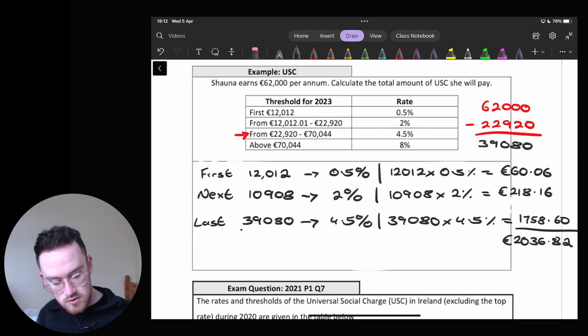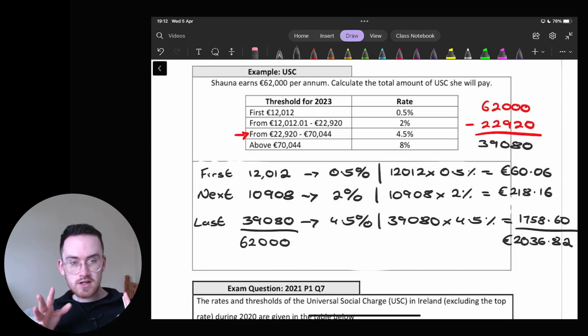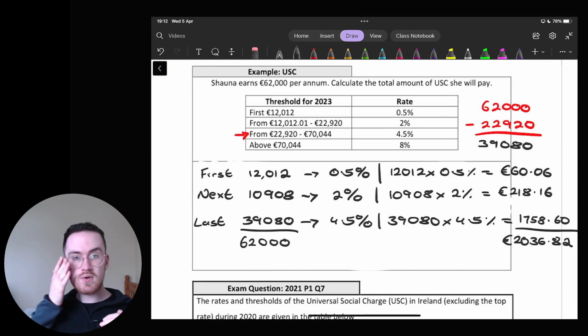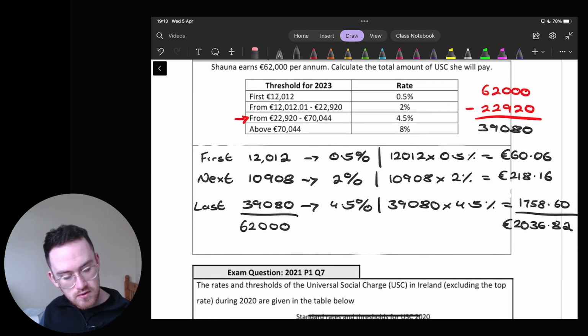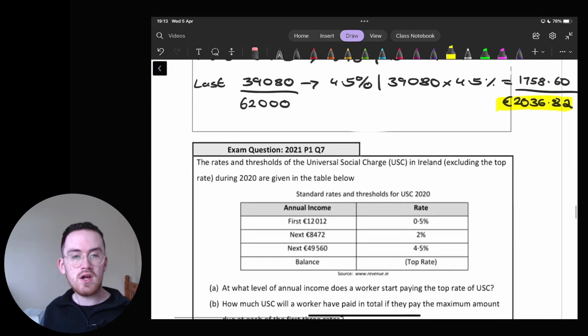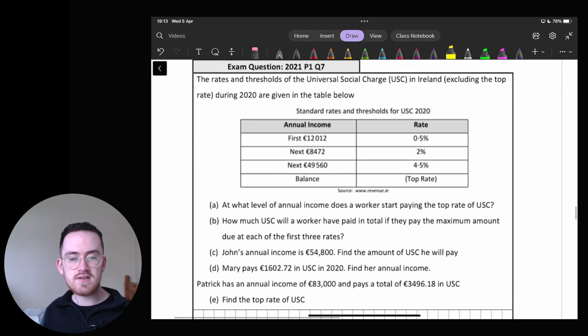2,036.82. And what we can also do is just add up over here to make sure that when we add these back up we get the 62,000. So we split out our income into those 3 bands. Even what we did at the end, where we said her income's going to fall in here because the last bracket is up to 70,000 and she's not going to hit that. So looking to see where we're going to be stopping gives us a hint of where we have to do that calculation on the right hand side. So that's her total USC. The total amount of USC that she will have to pay will be €2,036.82.